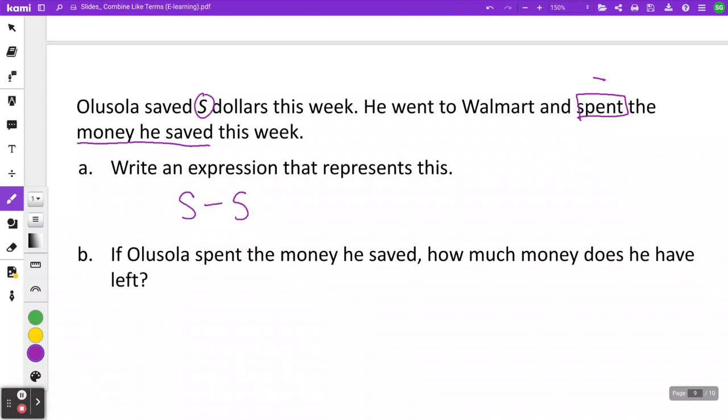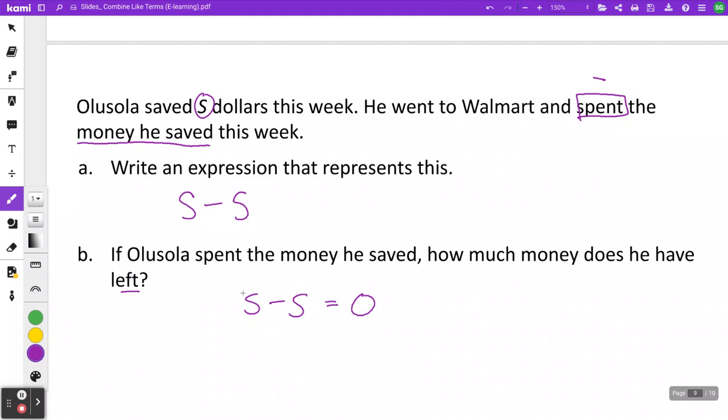Now we've got this expression, but think about this situation. If you saved some money and then you went to the store and you spent all that money you saved, how much money would you have left? Well, if you spent all the money you saved, you would have $0. You would have nothing. If I connect that to this expression we wrote, S minus S equals 0. When you're starting with some money and then you spend all that money, we have nothing left.